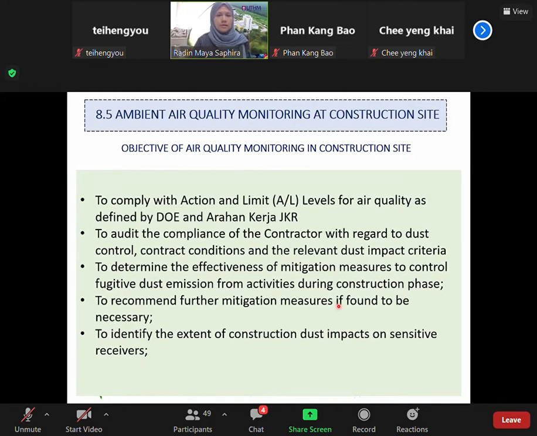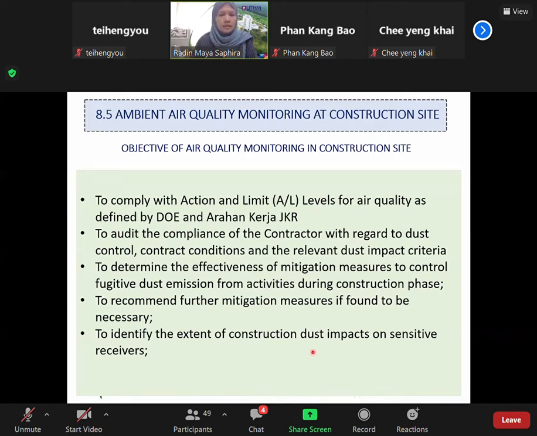So you need to apply this action and limit for the monitoring of air quality stated by the Department of Environment and Arahan Kerja JKR. Okay, this is their procedure. So the audit must be compliant with the contractor in regards to the dust control. Okay, contract conditions and must be relevant to the dust impact criteria. So in this the audit must see the effectiveness of the mitigation measures. That means how you control the air emission ataupun your dirt or dust control during the construction.